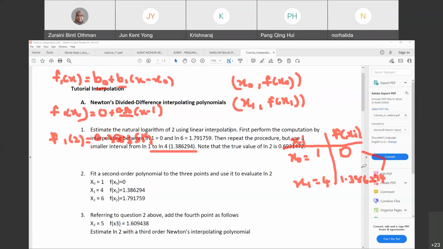Okay, now yang ni dapat kalau kita guna interval 1 dengan 6 tadi. Betul, ini ialah jawapan dia. Okay, kalau kita guna interval 1 dengan 4 tu, untuk f1(2) kita jawapan dia berapa? b0 still kosong, right? Kosong plus b1 kita ambil nilai ni, tolak nilai kosong, which is 1.3862944 bahagi dengan 3. Okay, kat situ kamu dapat apa?